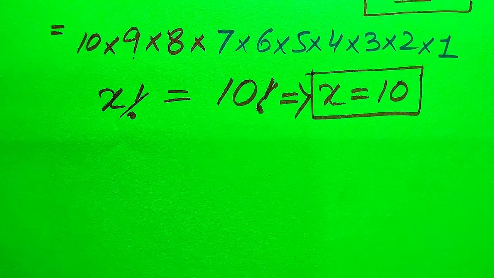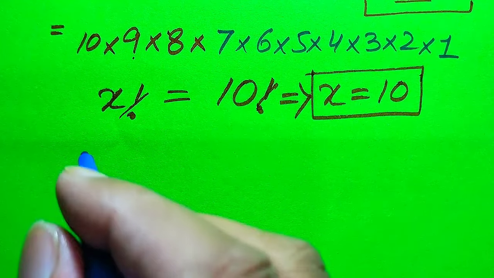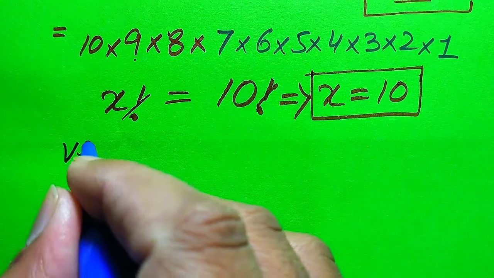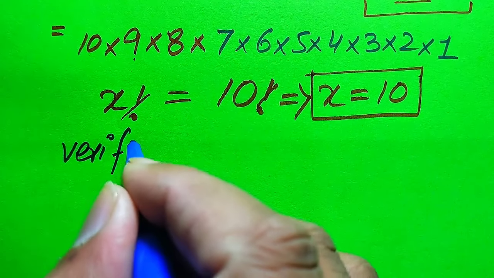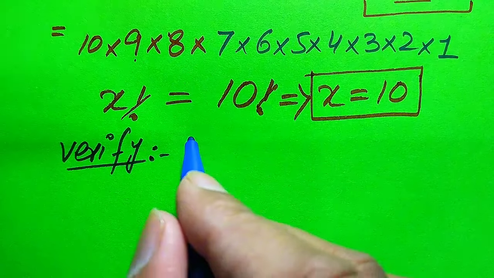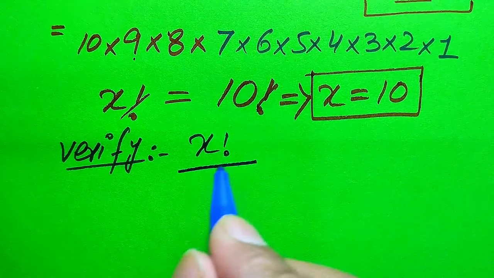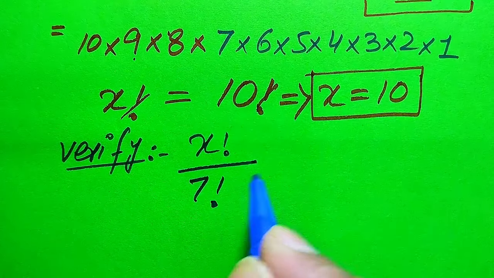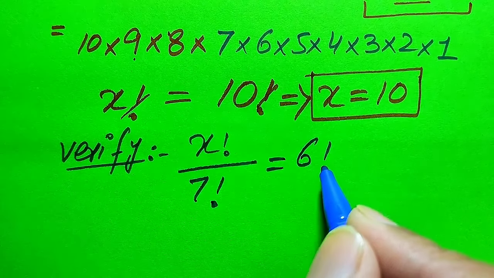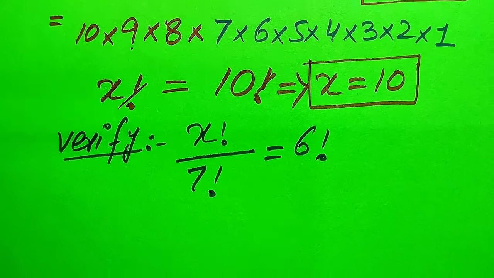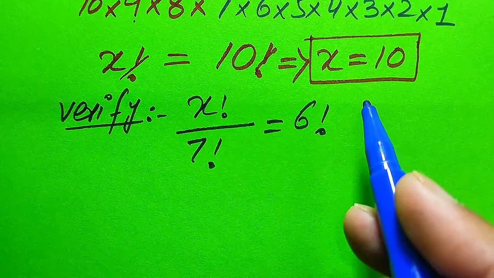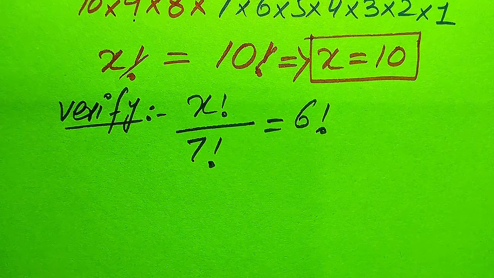Now in the next step we need to verify whether this value of x satisfies our given question statement or not. So here we need to verify the value of x. For this we copy down the given question statement, which is x factorial divided by 7 factorial equals 6 factorial. And here we put the value x equals 10 into the left hand side.